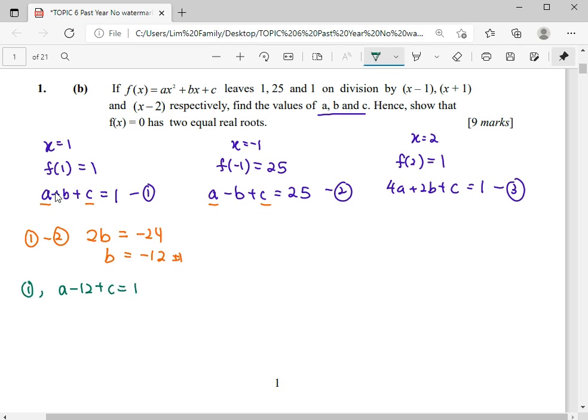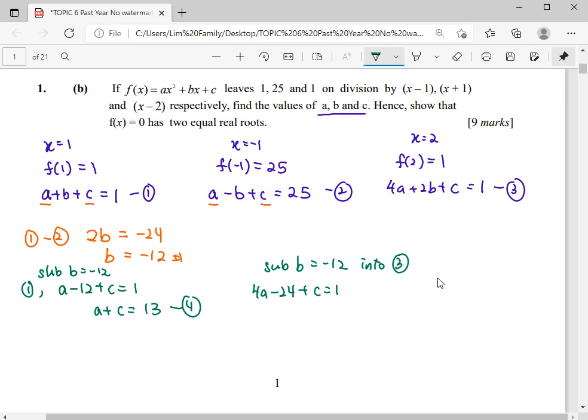So from 1, substitute B equals negative 12. So our latest equation, A plus C, will equal 13. So this is our equation 4. So from this, substitute B equals negative 12 into 3. Then we will get 4A minus 24 plus C equals 1. So 4A plus C equals 25.